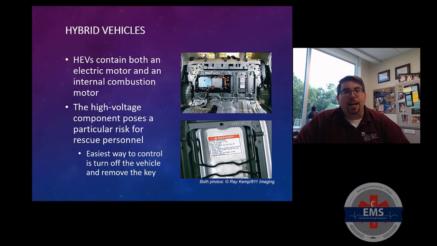We also have to recognize that not all vehicles are created equally anymore. Hybrid electric vehicles contain both an electric motor and an internal combustion motor. And now with primarily just electric cars, we know these pose a huge risk as we begin to cut or extricate a patient from a vehicle, because cutting any of these high voltage components is a huge risk not only for your patient but also for you and those around you as a rescuer.